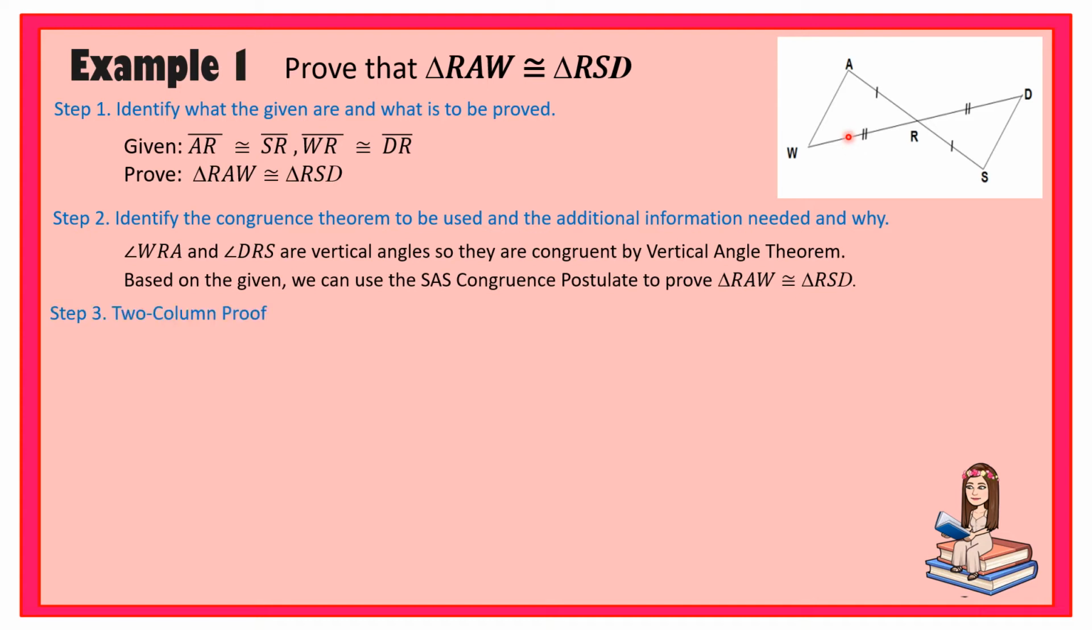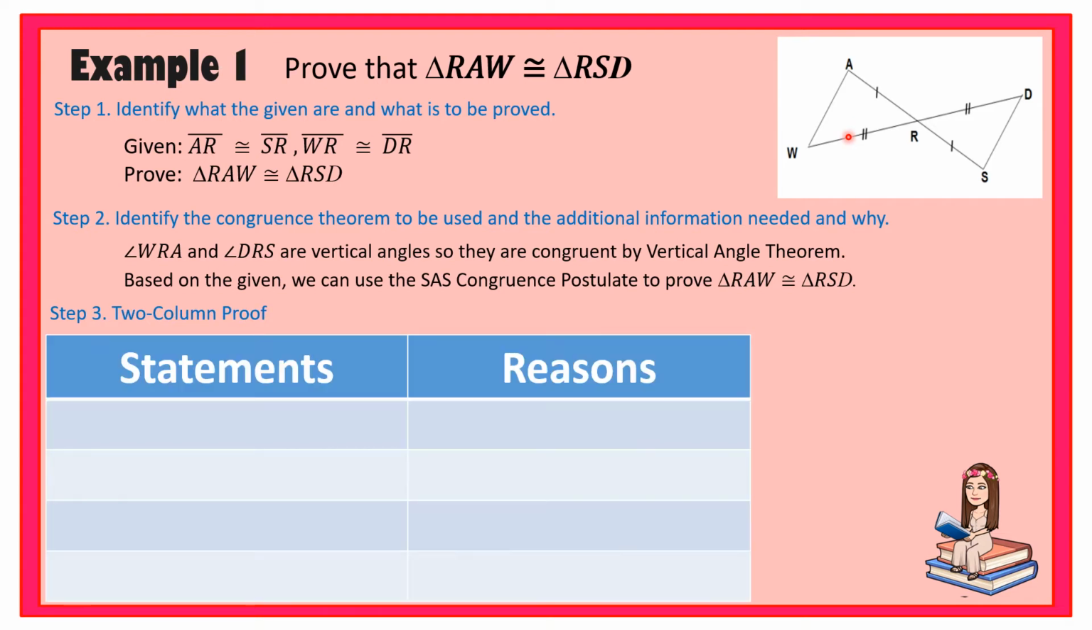Pero, kailangan natin ng step 3. Isulat na natin ngayon ating 2-column proof. Let's have the statements and the reasons. Of course, remember, you should always start your proving with the given. So, ang first statement natin, AR is congruent to SR at WR is congruent to DR. Reason, of course, given. Lagi tayong start ng given, ha? And then, kung sila ay congruent, ano pa ang meron tayo? Yung kaninang pinlano natin, yung vertical angles.